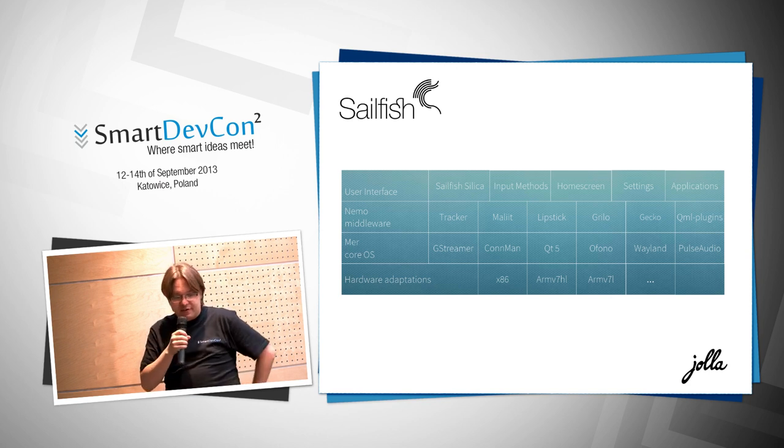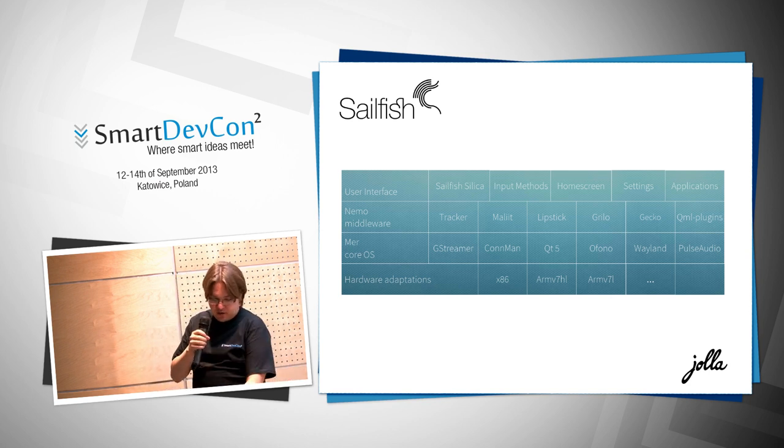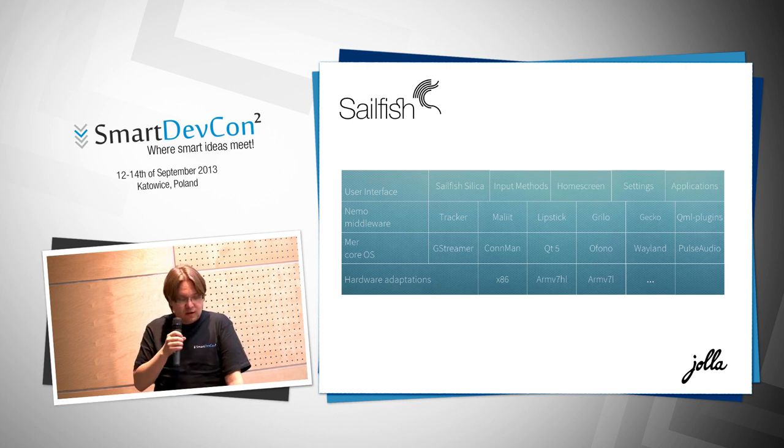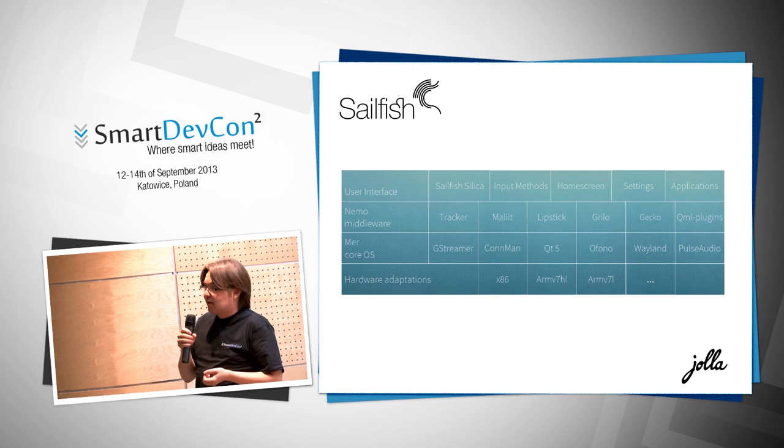So there are social media feeds like Twitter and Facebook that can be on the home screen. Then we have settings and various built-in applications like messages and phone, the standard stuff you really need to have a working phone. Our applications are based in QML, and the application itself is quite tiny. So the topmost, the user interface part, is really, really small.